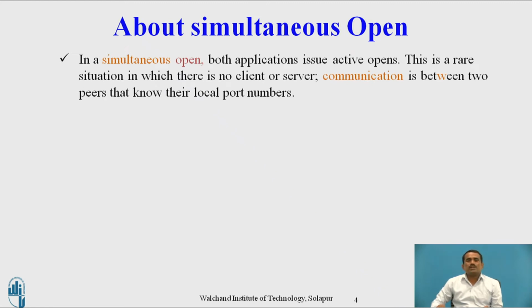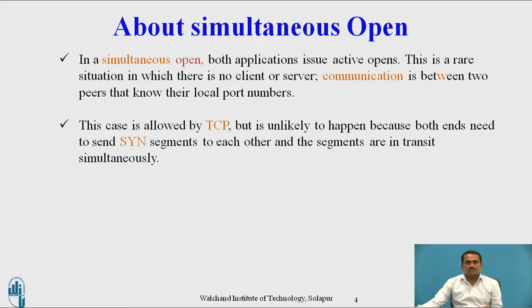Before starting the concept, we have to know what simultaneous means. It means at the same time, if two processes take place, we can call it simultaneous. In a simultaneous open, both applications issue an active open. This is a rare situation in which there is no client or server. Communication is between 2 peers that know their local port numbers. Simultaneously, client and server can start communicating with each other.